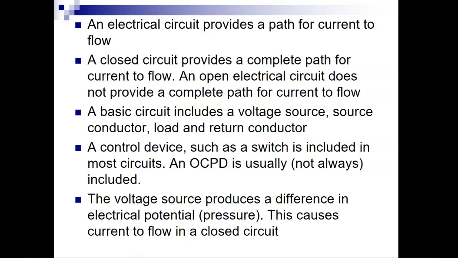A control device. Now, in a very basic circuit, we don't use a control device. Control devices are things like a light switch, fuses, circuit breakers, things like that. Now, why don't we use those in the simplest circuits? Because it's not always needed. Something like a switch is a very convenient thing to have, but is it absolutely, positively, utterly necessary? No, we don't have to have that.